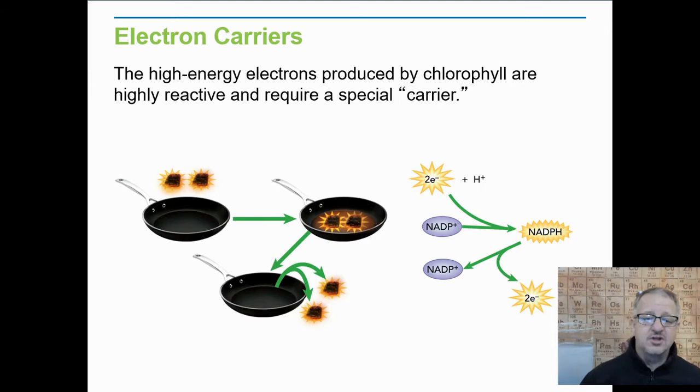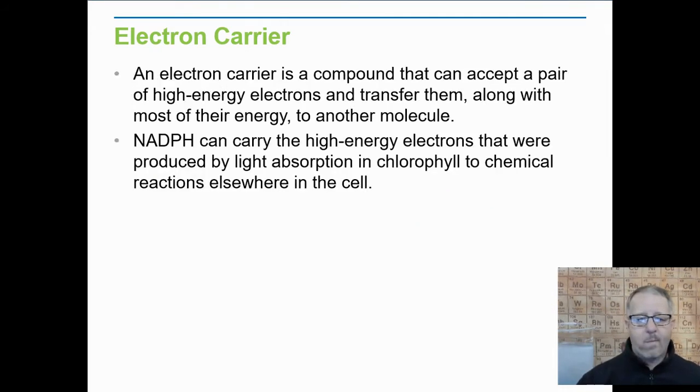So plant cells treat high energy electrons in much the same way. Instead of a pan, though, they use electron carriers to transport those high energy electrons from chlorophyll to other molecules. So NADP plus is a carrier molecule that transports pairs of electrons along with that H plus ion I mentioned before, and it does this in photosynthetic organisms. This is similar to how an oven mitt is used to transport a hot object like a baked potato.